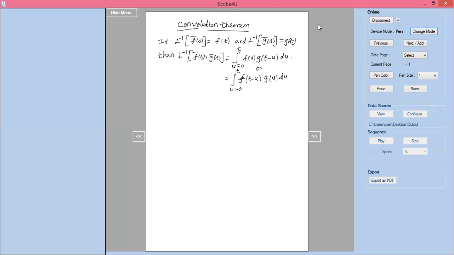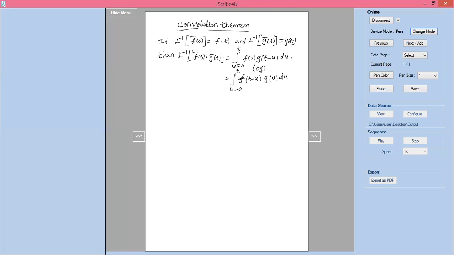So in both ways we can write. Whichever is required, that one we will take: f of t minus u into g of u into du, or f of u into g of t minus u into du. Here they will give a product of two functions. One function we will consider as f bar of s, another as g bar of s. Then we find f of t and g of t, and then apply the formula. This is the convolution theorem statement. Only the statement is sufficient to simplify the problems; it does not require proof.